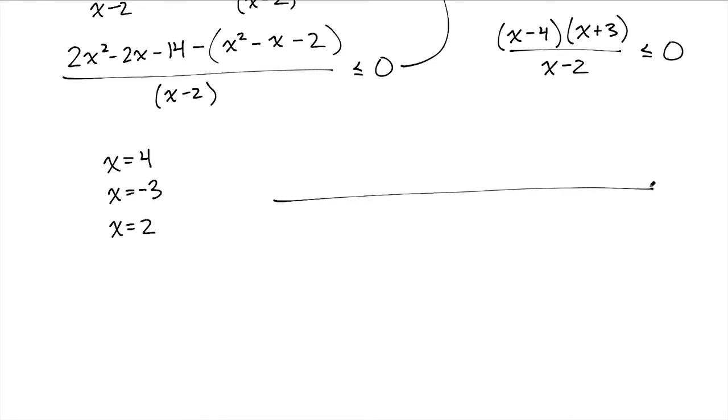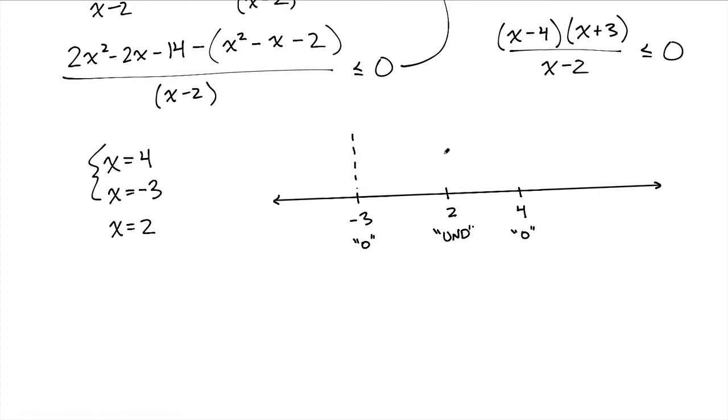We set each of these on a number line. Negative 3, 2, and 4. We'll label them as whether or not the rational function is 0 or undefined there. So those from the numerator give us actual zeros, and so we have a 0 here and a 0 here. And at 2, that came from the denominator, it's undefined.